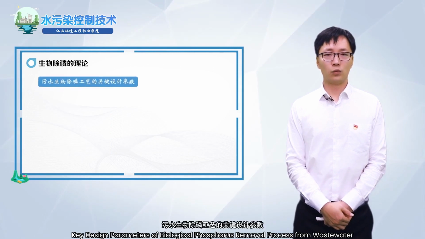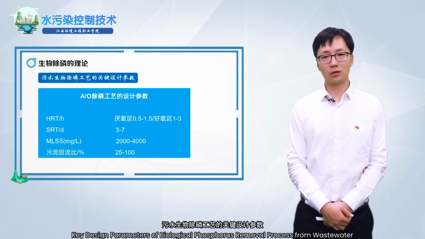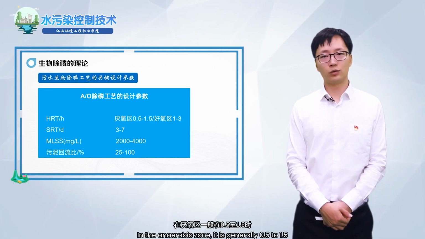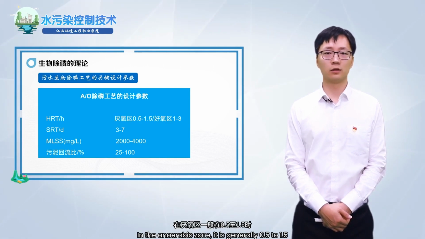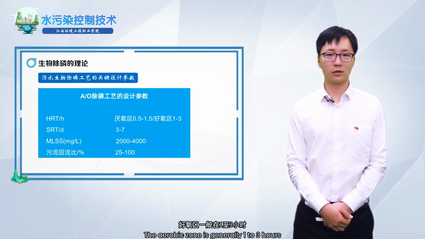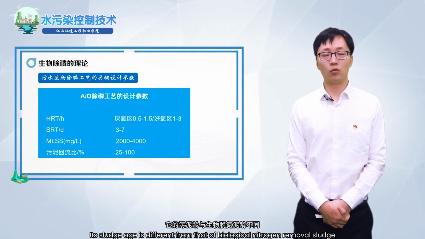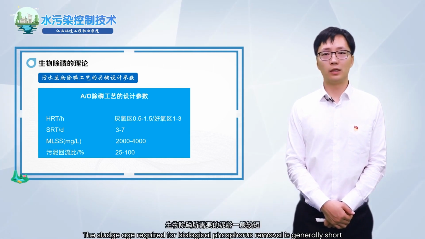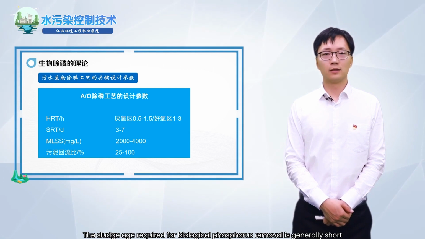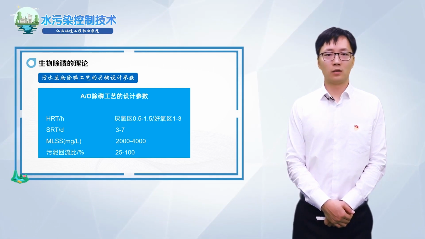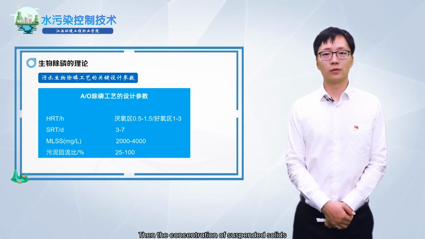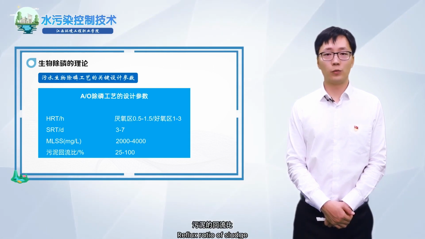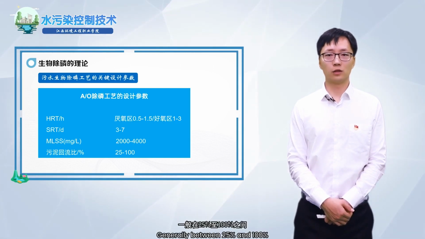Key design parameters of the biological phosphorus removal process from wastewater. We can see that there are mainly hydraulic retention time: in the anaerobic zone, it is generally 0.5 to 1.5 hours; the aerobic zone is generally 1 to 3 hours. Its sludge age is different from that of biological nitrogen removal sludge. The sludge age required for biological phosphorus removal is generally short, 3 to 7 days. Then the concentration of suspended solids is generally between 2,000 and 4,000 mg per liter. Reflux ratio of sludge is generally between 25% and 100%.